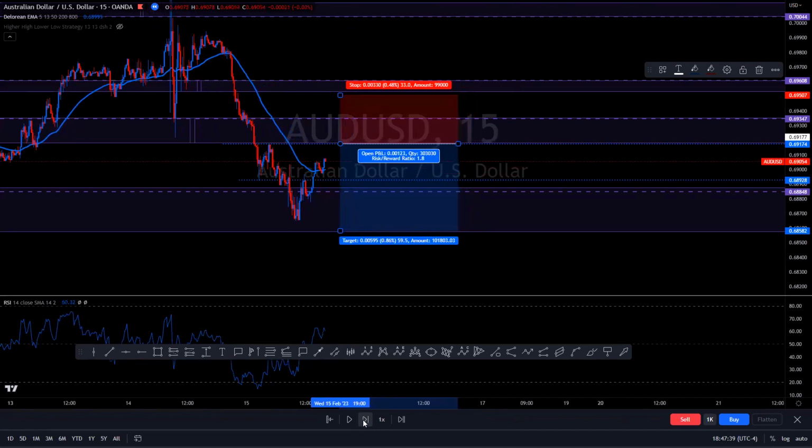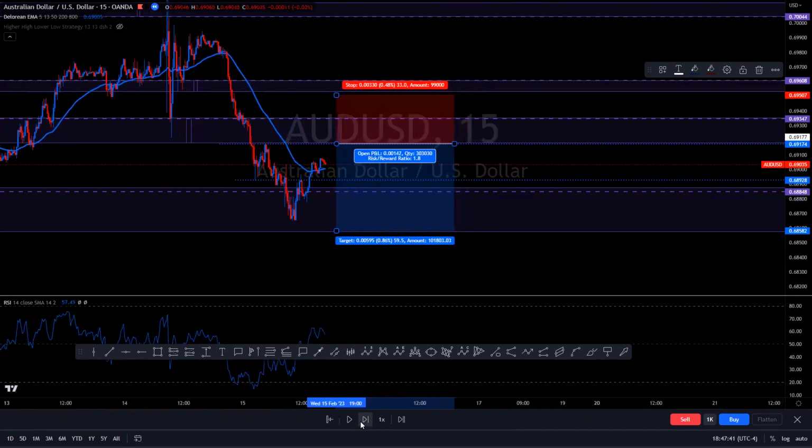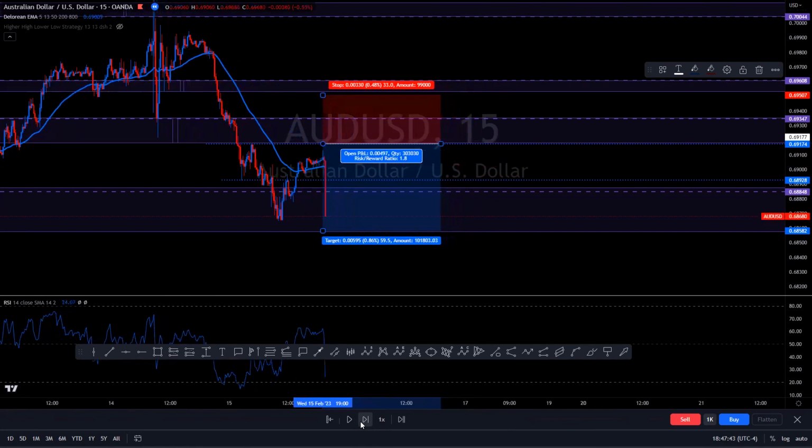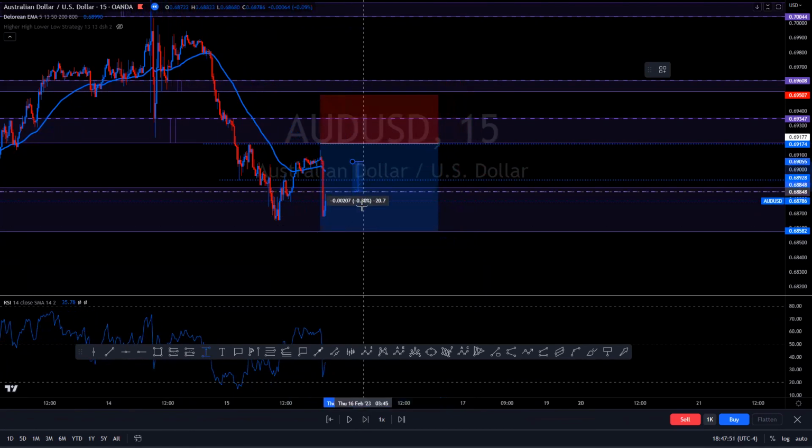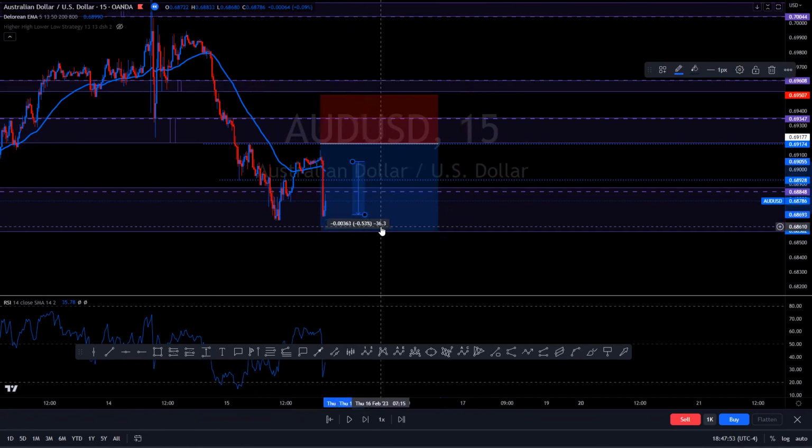Yep, so it bought up. So it's probably going to buy back up in that area. Yep, and then it drops. So this drops 36 pips. So depending on the lot size, that could be some decent change.